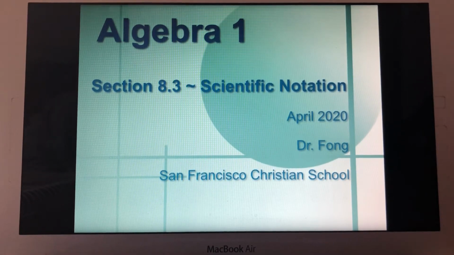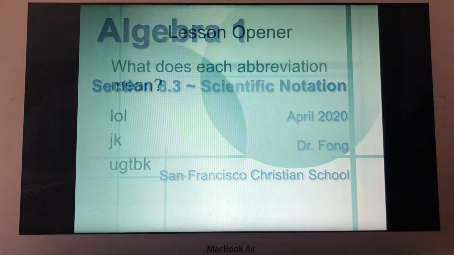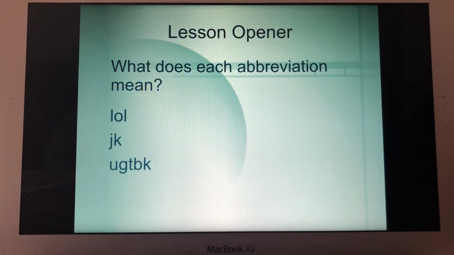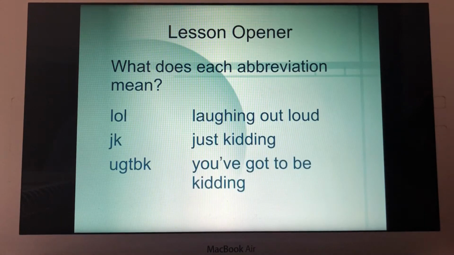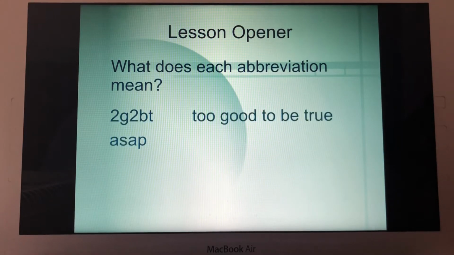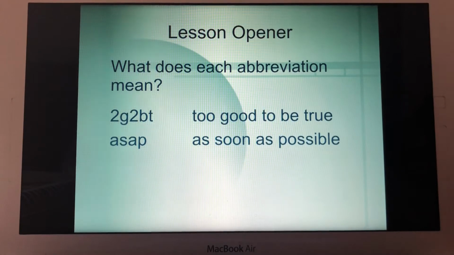Before we begin into scientific notation, first let's take a look at a couple of abbreviations that you guys are already very familiar with. You use these every day. LOL, laughing out loud, right? JK, just kidding. You've got to be kidding. Too good to be true. ASAP, as soon as possible.